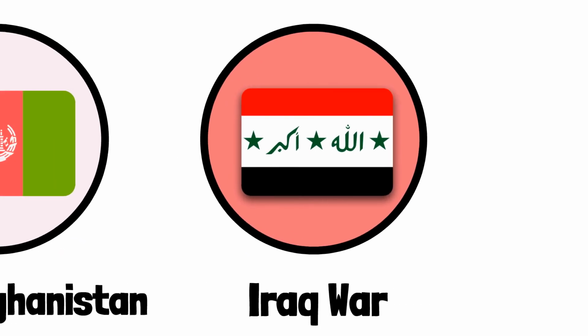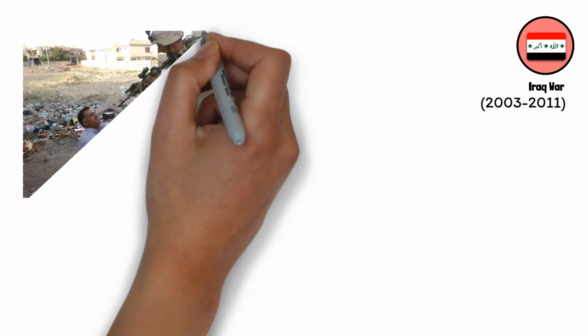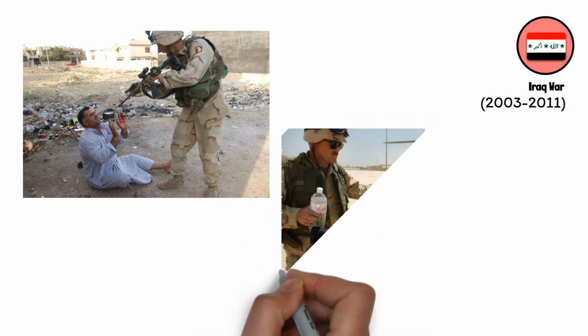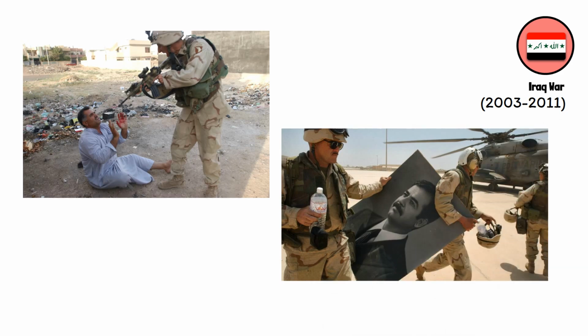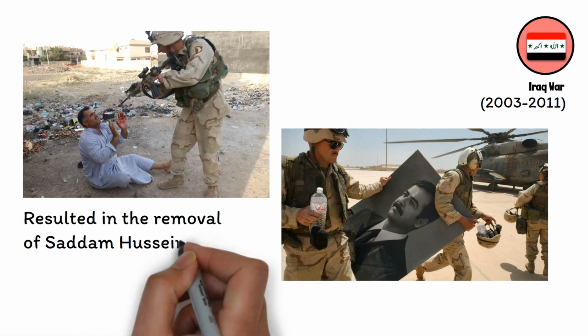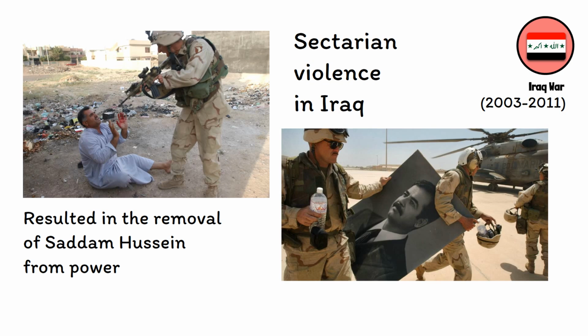8. Iraq War, 2003–2011. A military intervention led by the United States and its allies, primarily the United Kingdom, aimed at overthrowing the regime of Saddam Hussein. The war was controversial and resulted in the removal of Saddam Hussein from power, but led to instability and sectarian violence in Iraq.